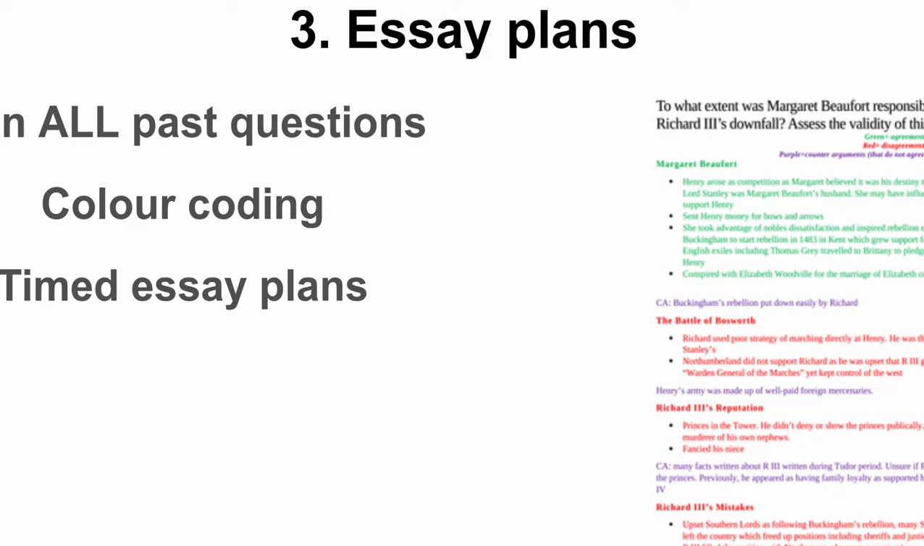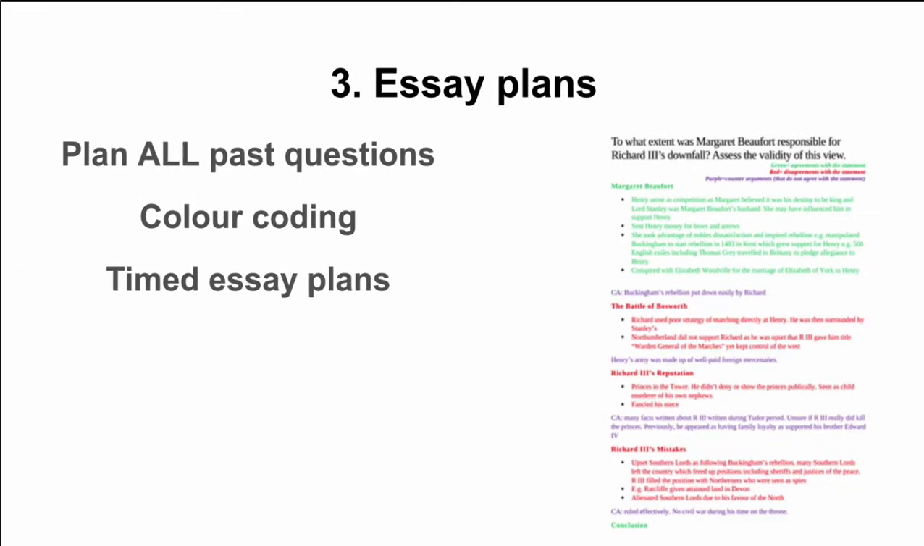The next thing, and this is the most important one, is essay plans. And you should just make essay plans for all the past questions on that paper. Okay, so just making detailed essay plans, introduction, 3 key paragraphs, and then conclusion. Have an argument. You can color code them, so evidence could be one color, analysis could be another color, counterpoints could be another color.